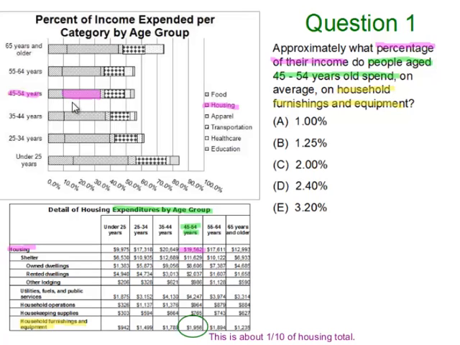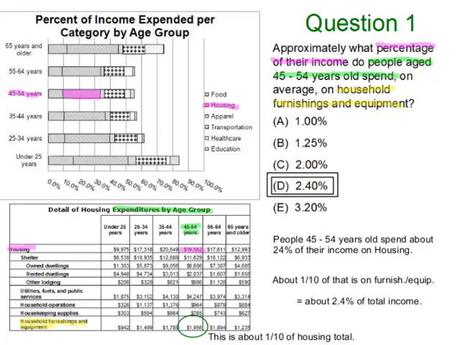And we also know that housing total is $19,562. Now you could figure out total income from those two pieces of information together: 24% of what is $19,562. But there's a faster way, and that is to note that the category we care about is very, very close to 10% or 1/10 of the housing total. So if the housing total is 24%, our answer's going to be 1/10 of that, and D's the answer.